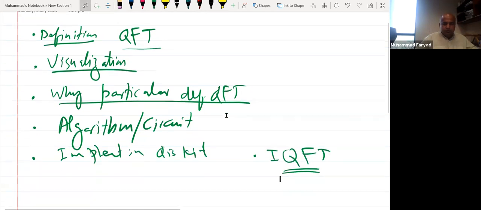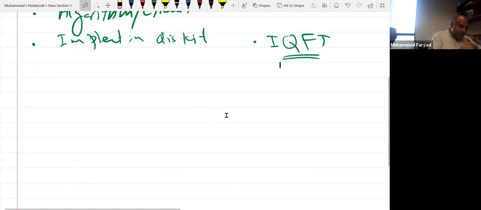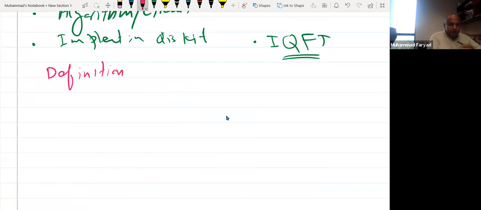Okay, so let me just start by giving the definition, and a little bit later I will motivate why this particular definition is chosen.